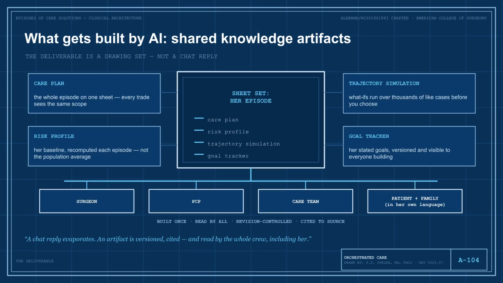What we build with AI are shared knowledge artifacts. These are not simple generative chat replies, but versioned, cited, and revision-controlled documents. Deterministic, calculated. A care plan, risk profile, trajectory simulation, and goal tracker are built once and read by the whole crew. These artifacts ensure everyone sees the same scope and understands the same goals.